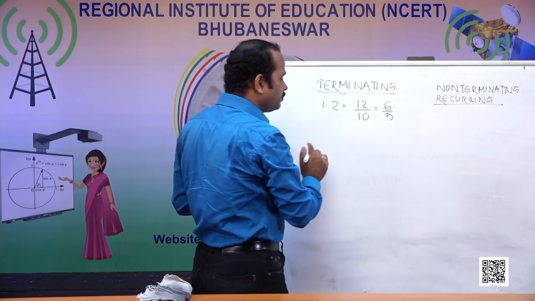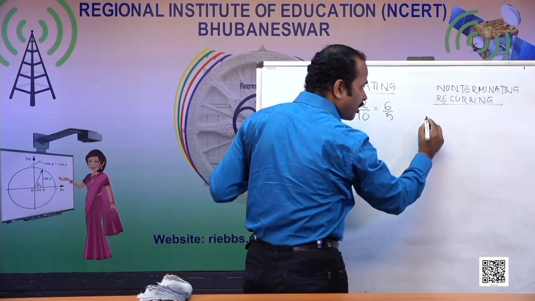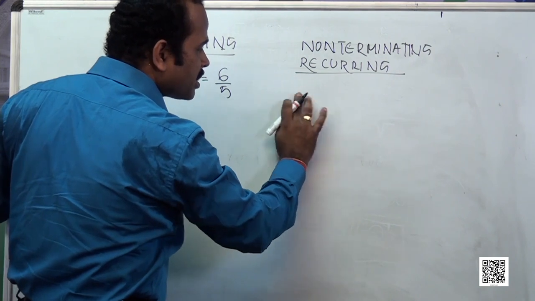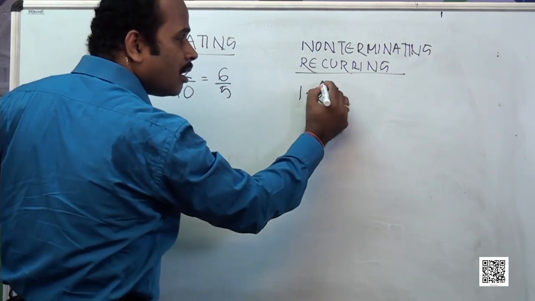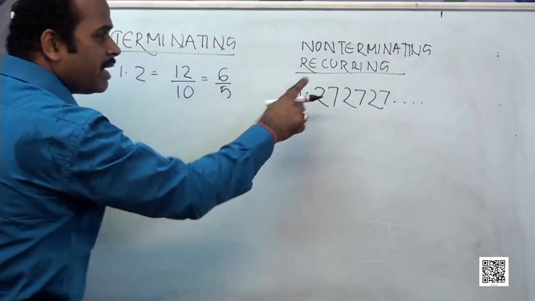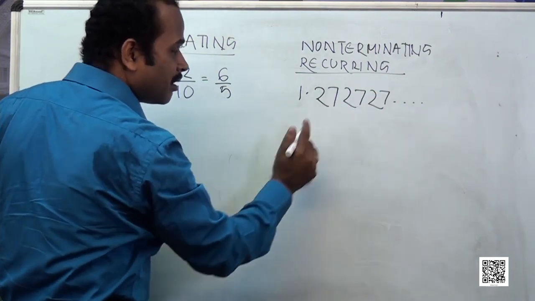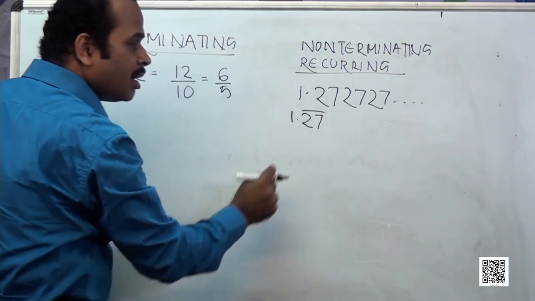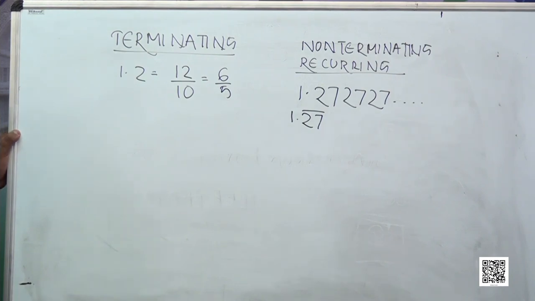Now suppose the number is not terminating. It is a non-terminating recurring number, for example 1.27, and so on. Now here we find it's not terminating, but it is repeating. Such a type of number I can write as 1.27 bar. So how do we convert such a type of number into a rational number?